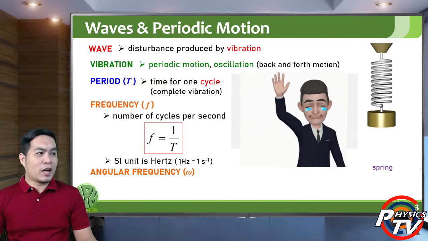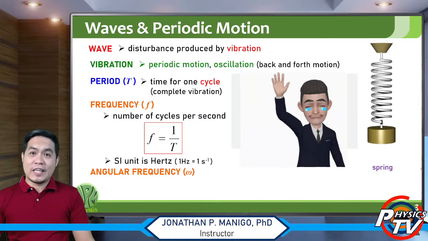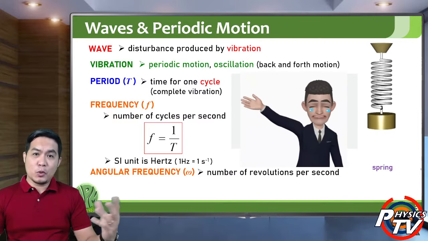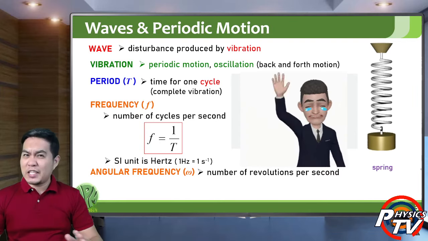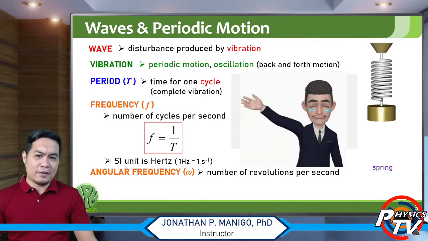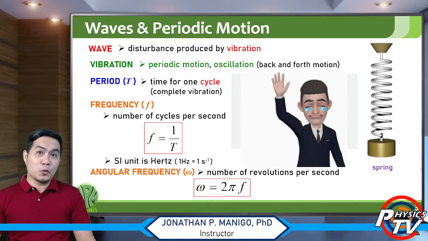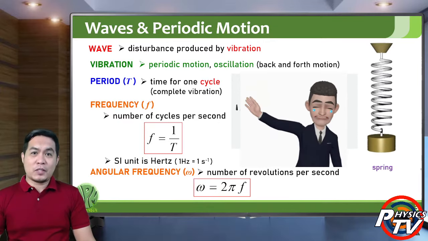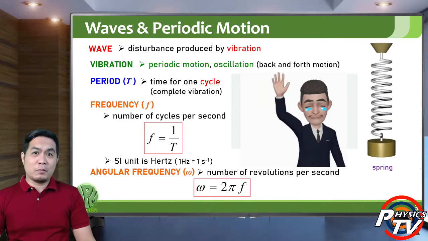Another property of waves is angular frequency, omega. It's basically just the number of revolutions per second. It's related to the regular frequency f by a factor of 2 pi. You have actually encountered angular frequency before when you discussed rotational dynamics, but in that chapter you called it angular velocity. So angular frequency and angular velocity are basically the same.